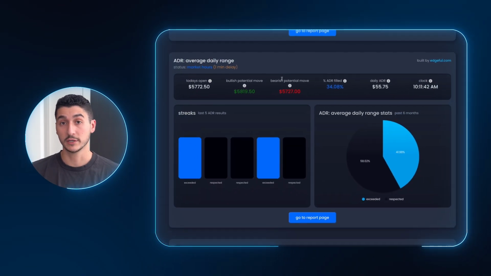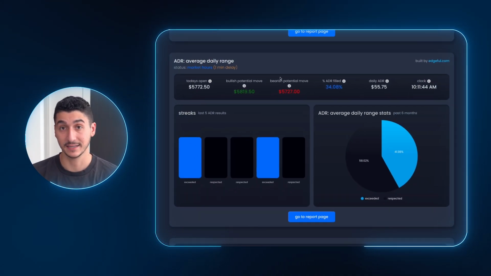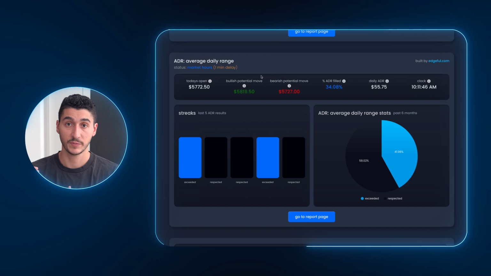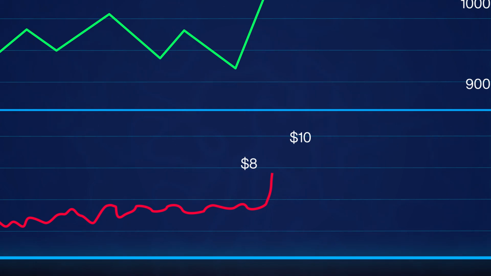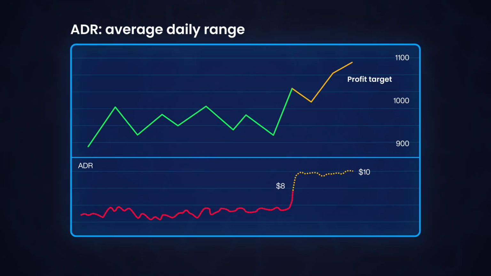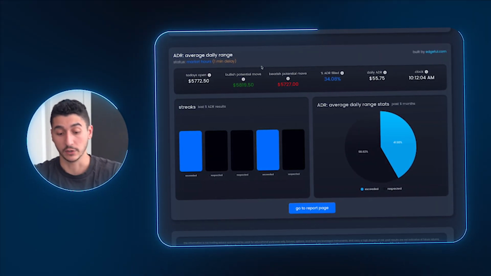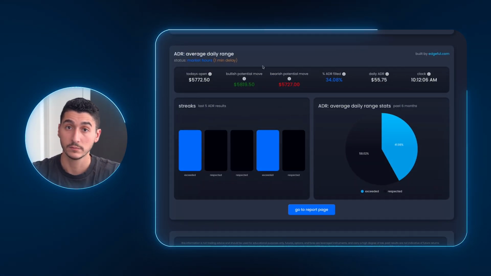So if you don't want to expect price to exceed that daily ADR of $10, it would say, hypothetically, let's say price just went straight up. So it went up and now it's at $8. You'd know that your bullish potential target is only $2 more. And it will tell you that. So it will tell you where to set your profit targets relative to that daily ADR. So for now, that's it.